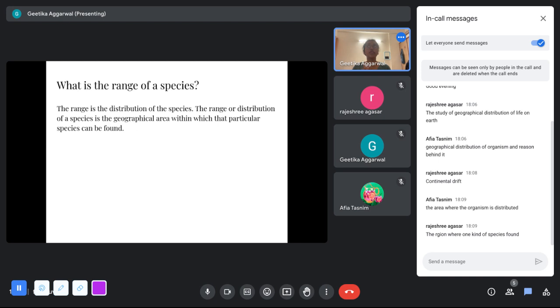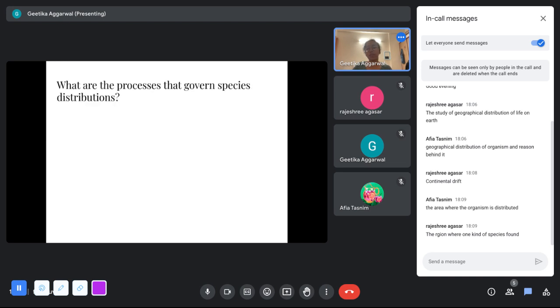Basically, if you don't have a species only in one particular region, you have different populations distributed in different areas. So all this would come under the range of the species, because even if these populations are far apart from each other, the species is the same. So all of the geographical areas that particular species can be found in will be called the range of that species. And talking about this, can you tell me what are the various processes that govern where a species is found and where it is not?